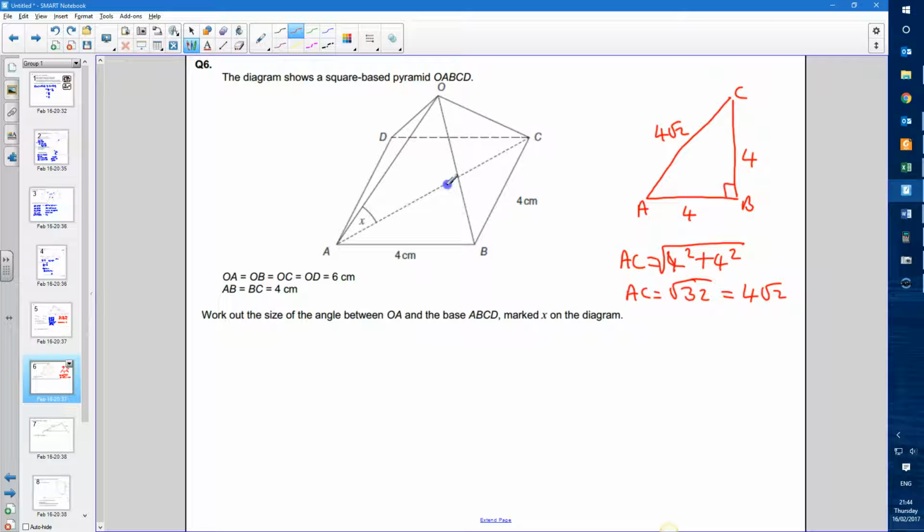Now, if I call this point here M, the midpoint of AC, I can form a right angle triangle OMA. So let's do that in a different colour. Okay, so I've got OMA that's going to look like this. This is point A, this is point M, and this is point O. Again, this forms a right angle triangle, and the angle between OA and AM is the angle that I want, which is angle X.